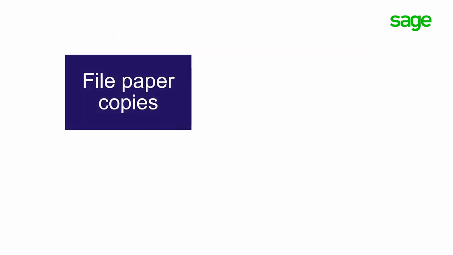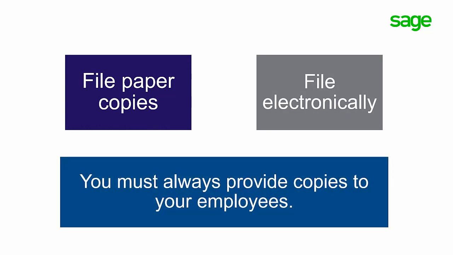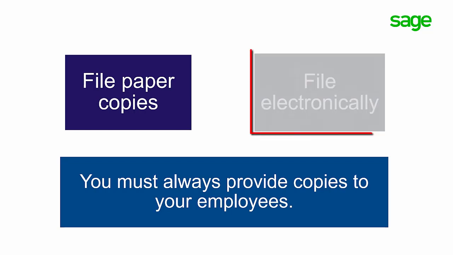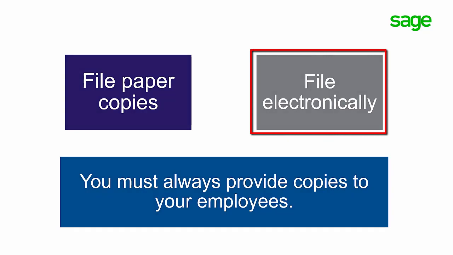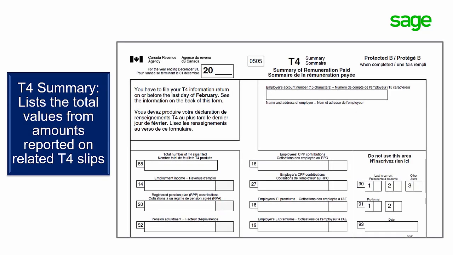You can file paper copies of T4 slips or you can file them electronically. In either case, you must always provide copies to your employees. If you're filing more than 50 slips, the Canada Revenue Agency, or CRA, requires you to file slips electronically. A T4 summary lists the total values from amounts reported on related T4 slips. It is submitted together with the T4 slips.